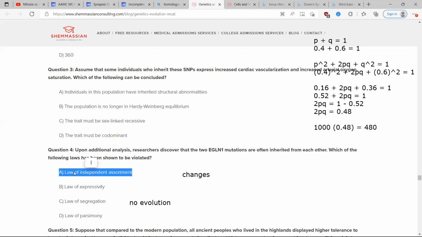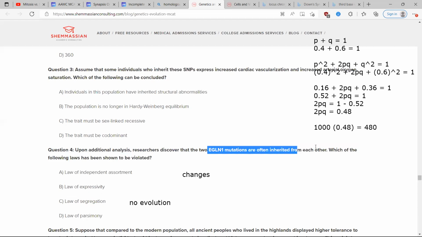Yeah, it's A. Because the law of independent assortment gives us that genes should be taken up independently. However, in this case, these mutations are not being taken up independently. They're being inherited from each other. So A is the one that seems the most violated. Okay.